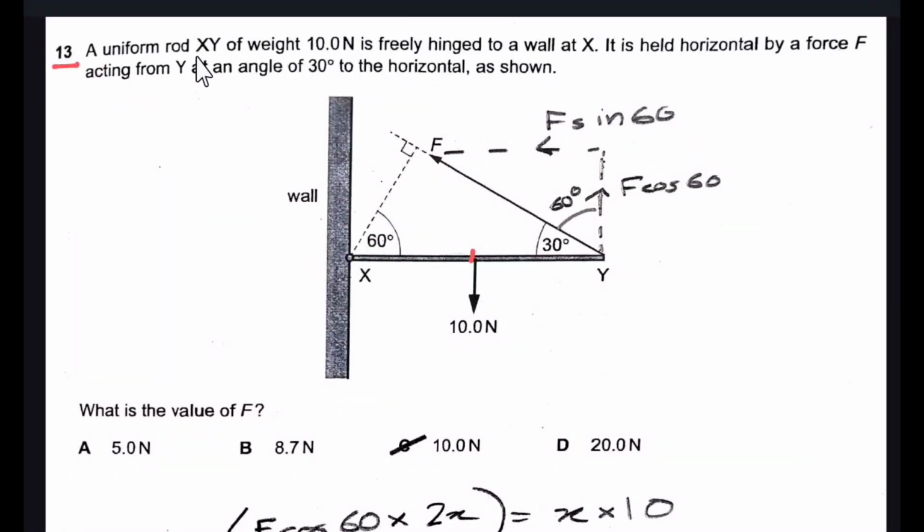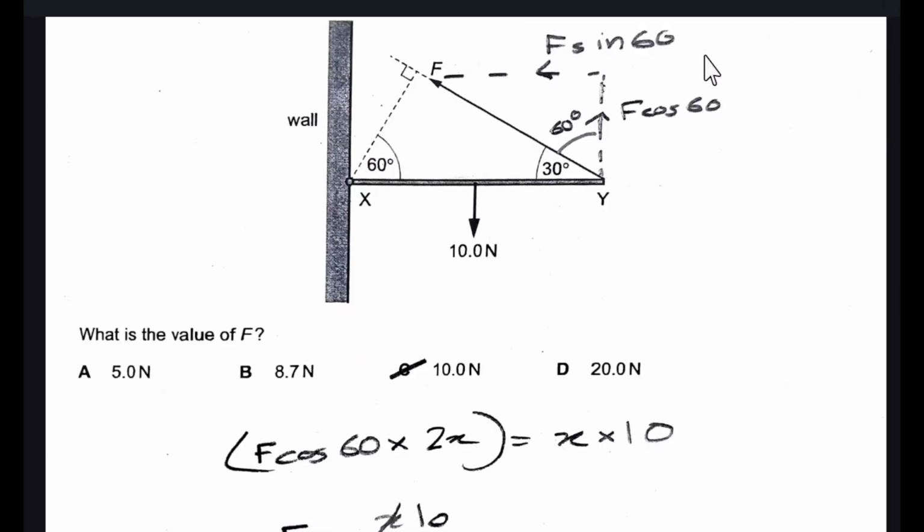13. A uniform rod XY of weight 10 Newton. Since it is a uniform rod, the weight acts exactly at the center. It is freely hinged at the wall at X, and it is held horizontal by a force F acting from Y at an angle of 30 degrees to the horizontal. What is the value of force F? Since the system is in equilibrium, the clockwise moment is equal to the anti-clockwise moment.